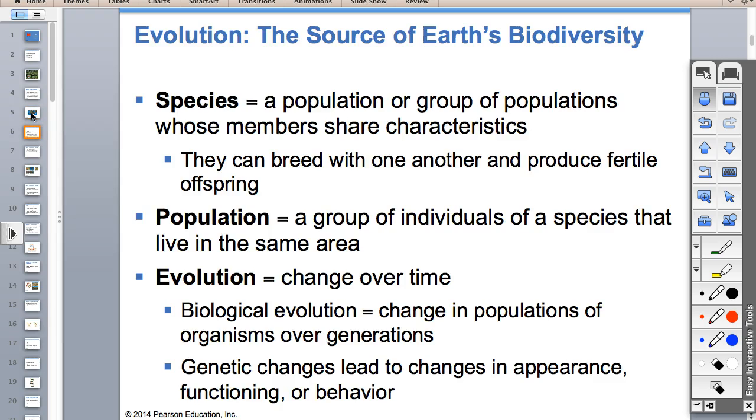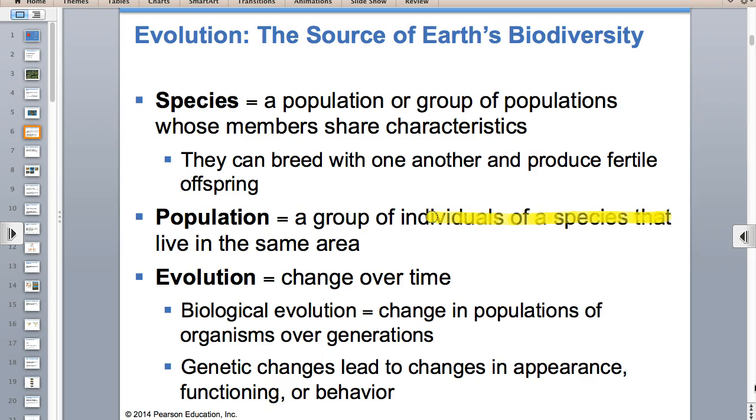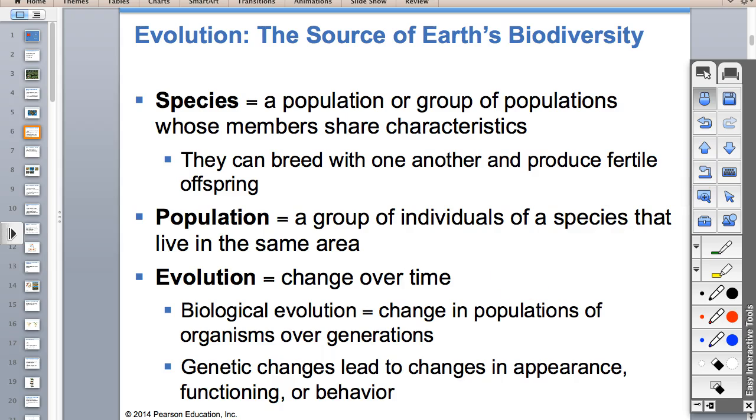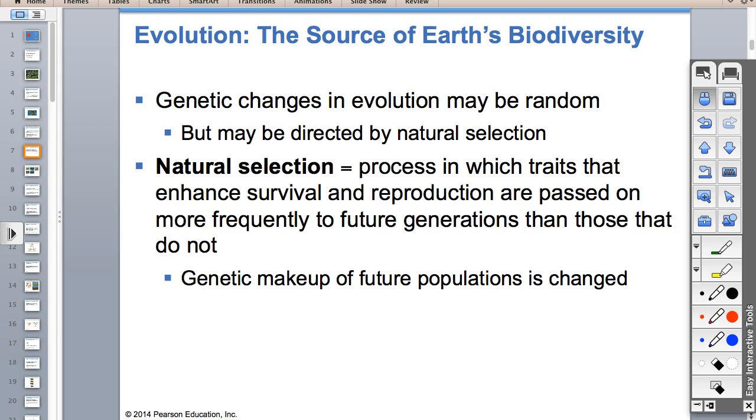Species, population, evolution. Species means they can breed and have viable offspring. Population is a group of the same species. So if you're all members of the same species and they can interbreed, then there's a population. And then, of course, evolution is change over time. Some of this is not really prevalent on your test or the AP exam, so I'm going to go through it pretty quickly.